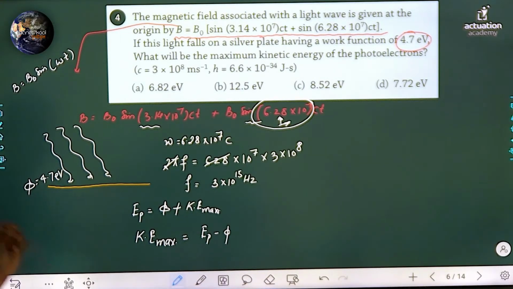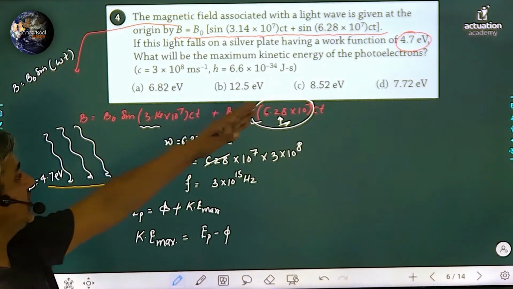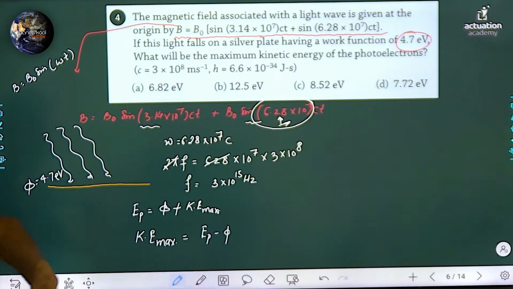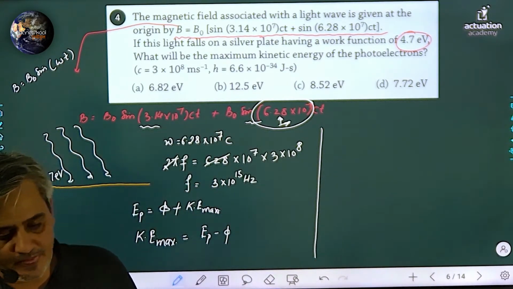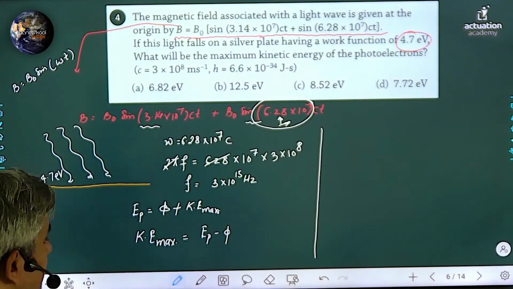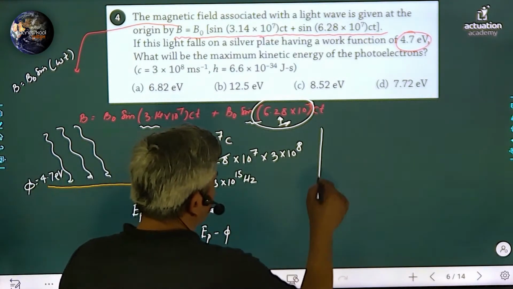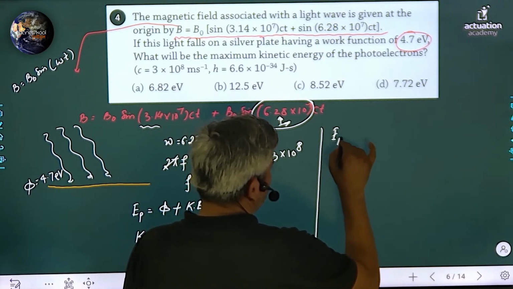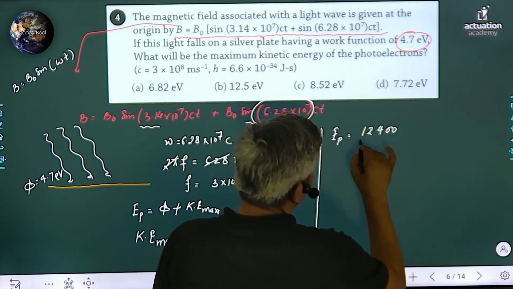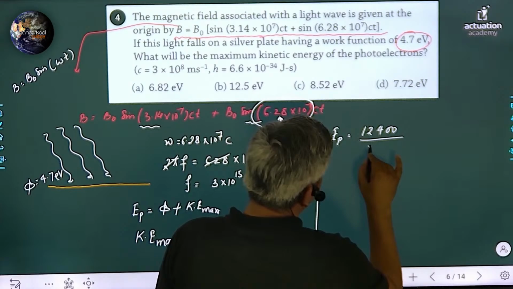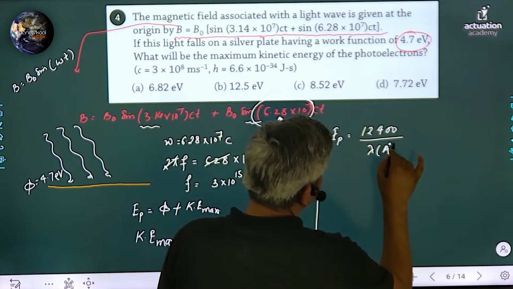Now the energy of the photon can be calculated, because we need it in electron volt, since phi is given in electron volt. The energy of the photon in electron volt can be written using a simple equation: EP is equal to 12,400 over lambda in angstrom.